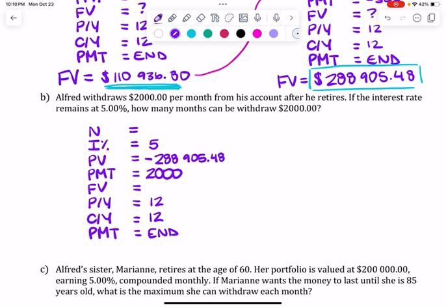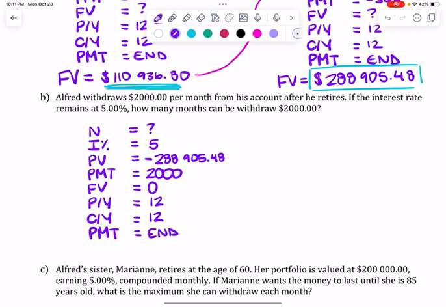Now we are taking a look and trying to find how many months he can withdraw that $2,000, essentially until he has no money left. So what that means for our FV is our FV is actually going to stay or could be at 0. Because he is starting off with that $288,000, taking out $2,000 from that every single month. And when is he going to stop? Well, he's going to stop when he runs out of money. So that's why my FV in this case is 0. He's going to keep on withdrawing money until there's $0 left in that account.